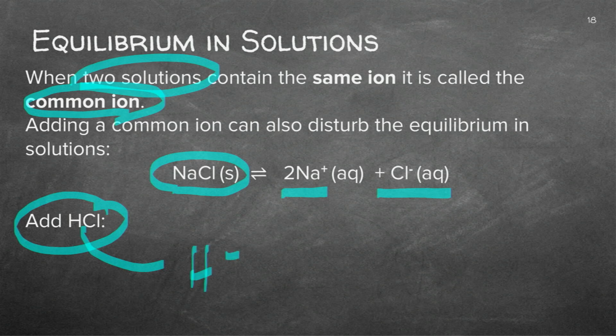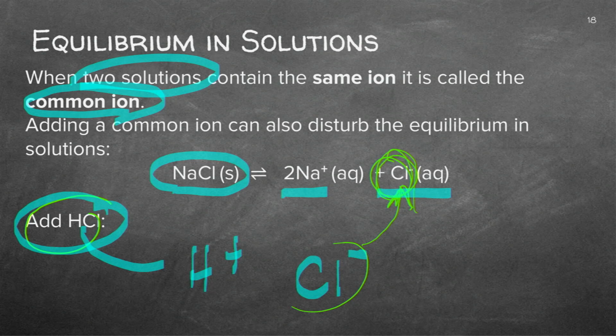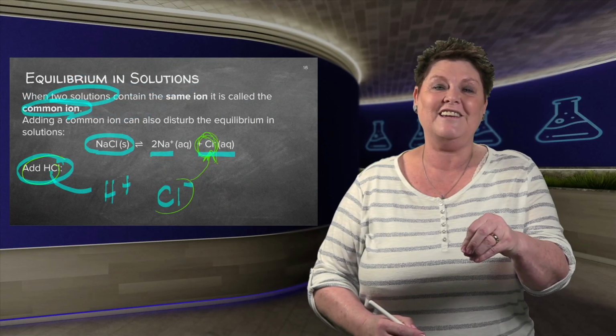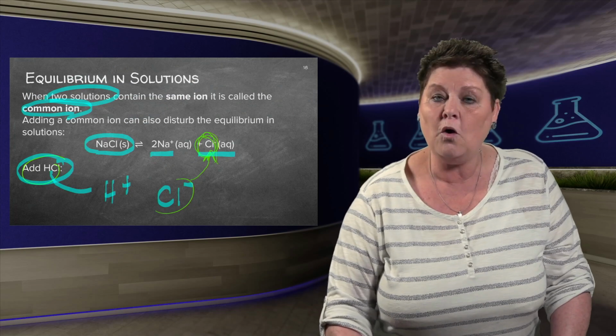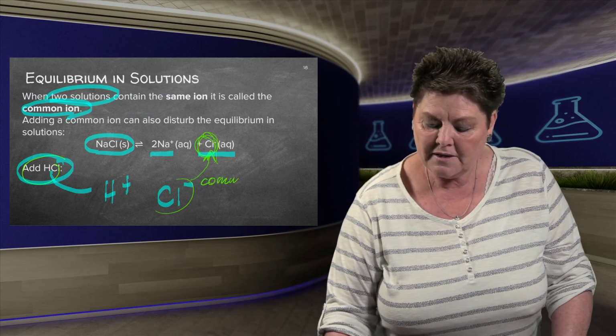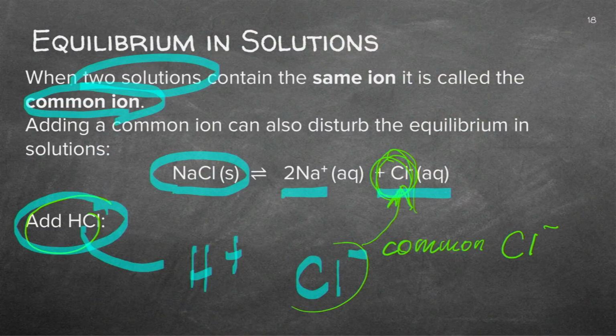HCl is H plus and Cl minus. And interesting, what I'm doing by adding that, I'm increasing that ion. Can you see I'm adding that ion there? Now it's the question. I'm disturbing the equilibrium by adding more of the common chloride ion. It's the common ion. What will the reaction do? It will try and take it away. Which reaction will be favored? The reverse reaction. What will be the effect? More sodium chloride will form.